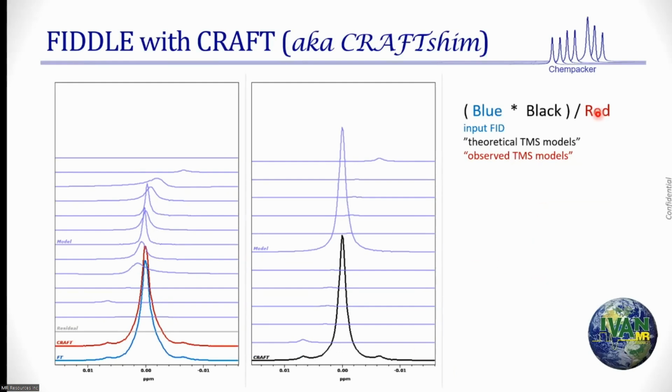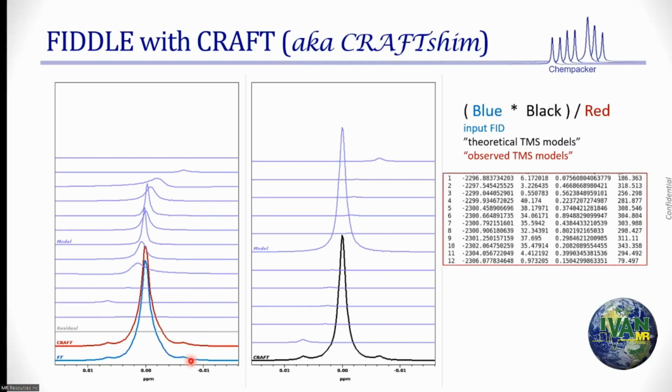If I go back to my equation, this black line here is my theoretical TMS model, because these are all the models that add up to that. The red one is the observed TMS model. These are all the models that are observed. These models came from Bayesian analysis of this blue line. So one is a theoretical TMS model, another is the observed TMS model.